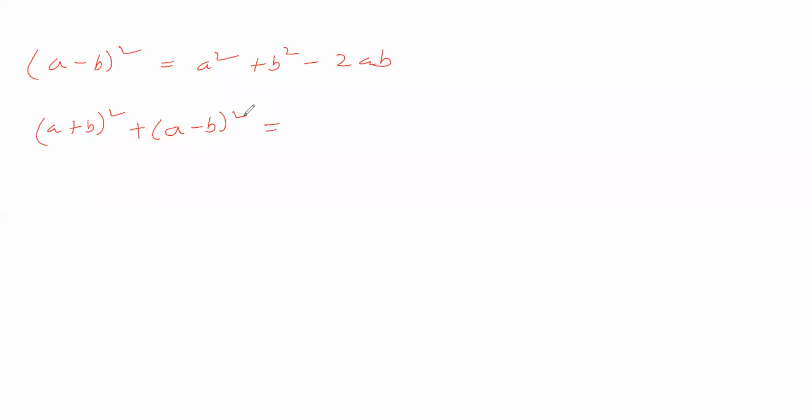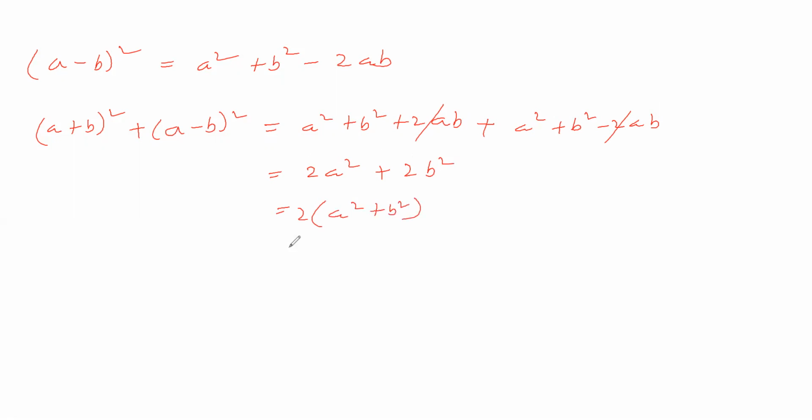Next we will take a plus b whole square plus a minus b whole square. We will simplify this. This a plus b whole square means a square plus b square plus 2ab. Then this plus we will write a minus b whole square, which is a square plus b square minus 2ab. So 2ab gets cancelled. What we are getting is a square 2 times, b square 2 times. So we will take out 2, and we will get a square plus b square. Therefore we can say 2 into a square plus b square.